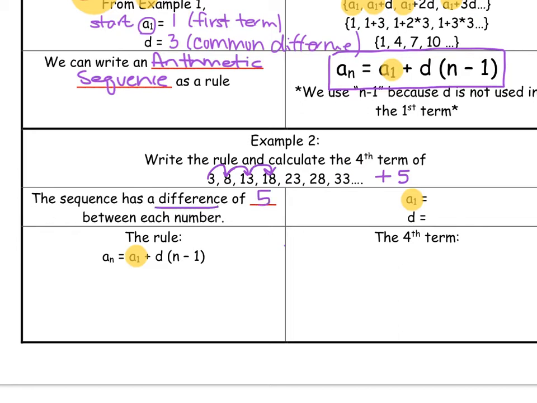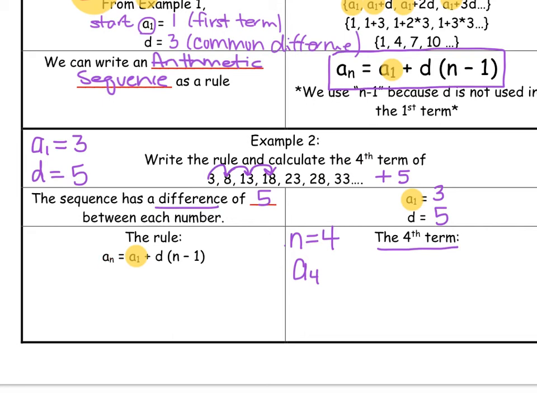So I'm going to write that over here. My start is 3, and my common difference is 5. So if I'm looking for the 4th term, that means the term number I'm looking for is n. So I'm looking for a sub 4.